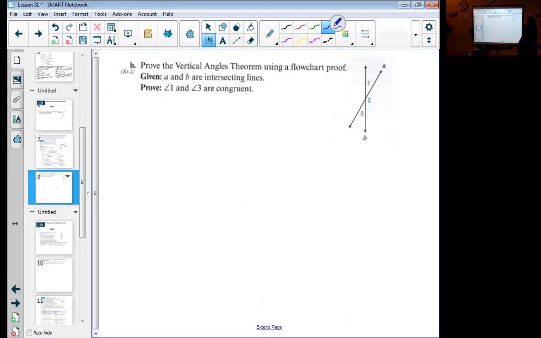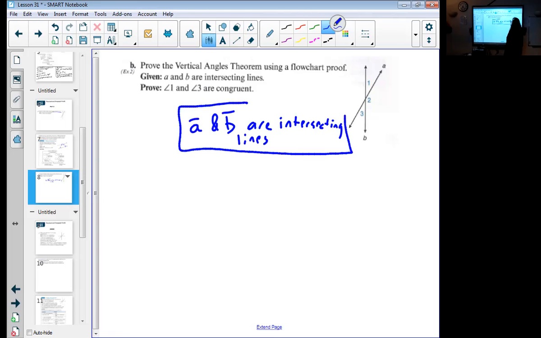Now, it's asking us to prove the vertical angles theorem using a flowchart proof. We are given that A and B are intersecting lines. So we need to say that A and B are intersecting lines. How do we know that piece of information? Because it has been given to us. The first step in the proof is given.